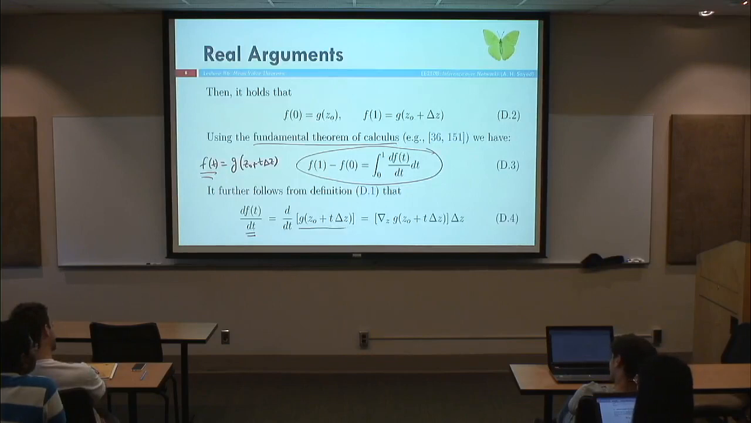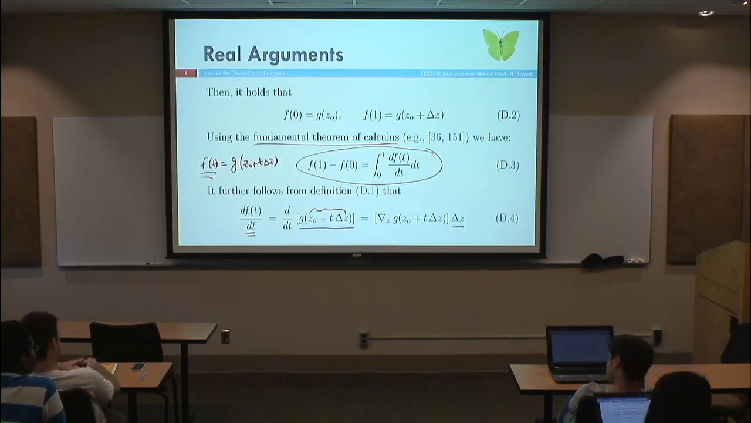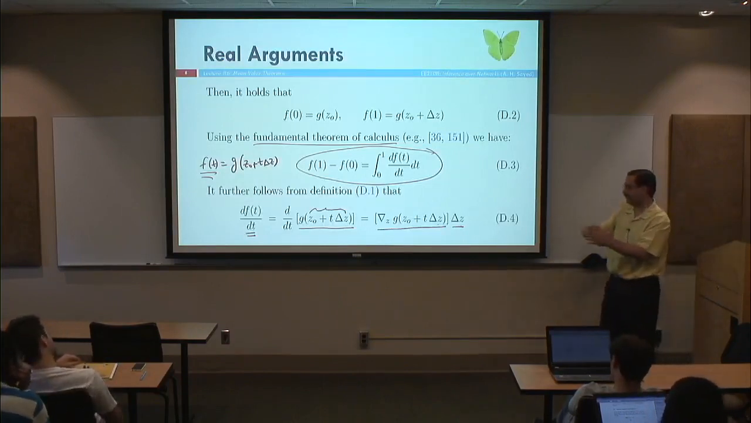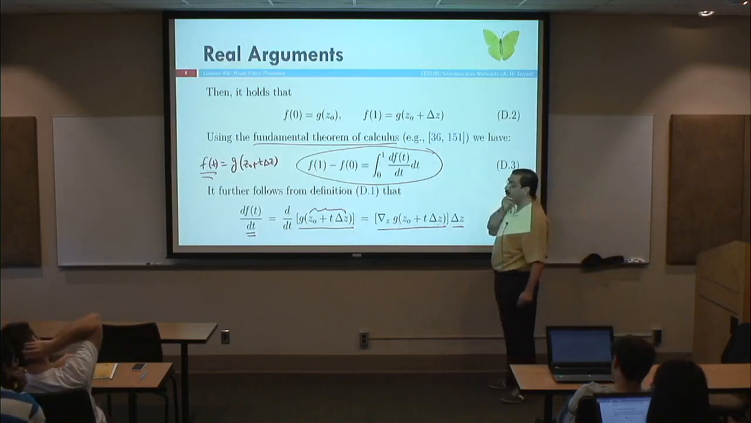I'm differentiating this relative to t, so the way you can do it is you can differentiate the argument relative to t, that gives you delta z, and then differentiate the function relative to z, right? Okay, here it is. Evaluated at that point, right? This is composite differentiation, okay?